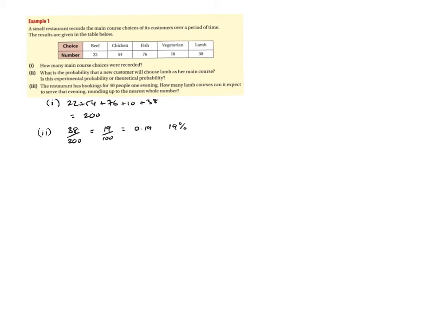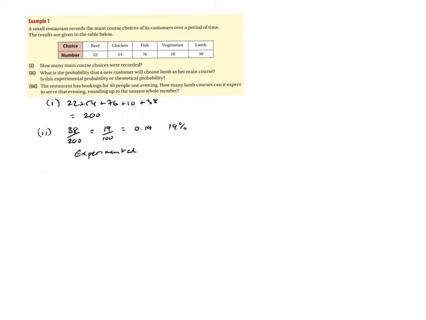Now the next question with that was, is it experimental or theoretical? Well, it's experimental because we've obviously done a load of trials here. We're just checking to see what people are eating. So for this one, it's experimental probability.